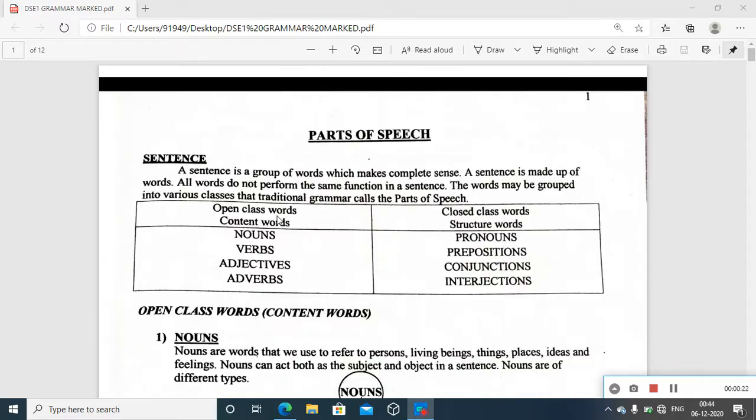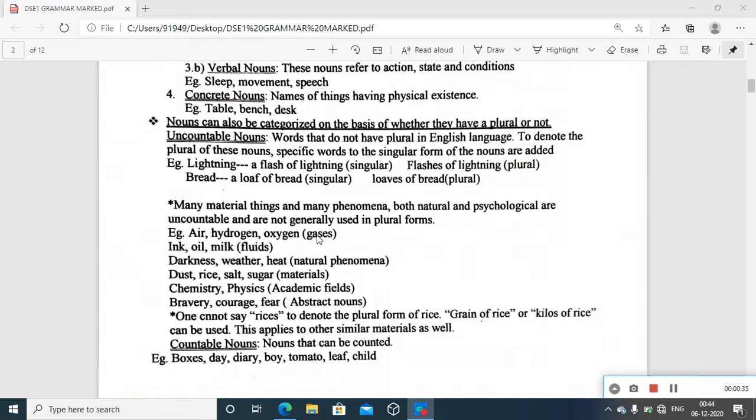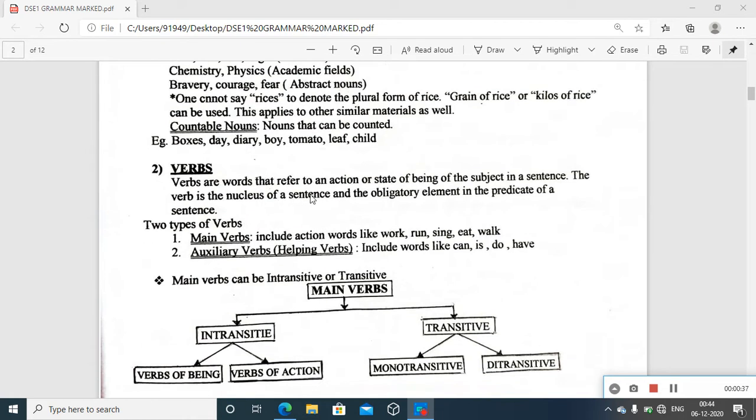As we know, open class words. Now, verbs also come under the open class category, actually one of the four under the open class type or content words. Verbs are action words. To put it very simply, they are those words which refer to action. And something additional I give you here, it's about the state of being of the subject in a sentence.